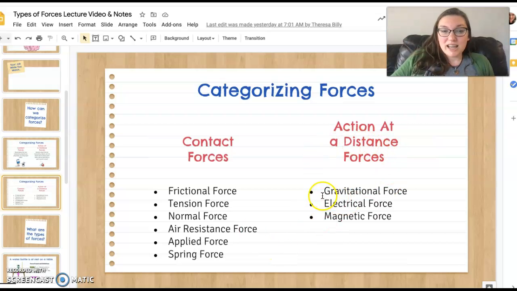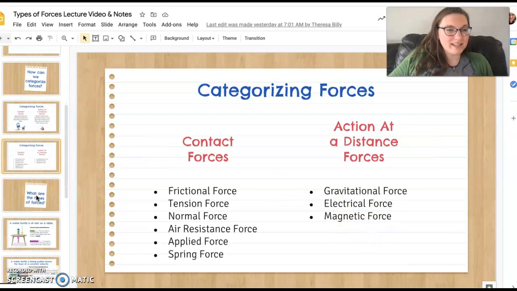So then the action at a distance forces are gravitational force, kind of the opposite of normal force. As I'm sitting here on this couch, the couch is holding me up, and that's the normal force. And then gravity is pushing me down, so I'm not floating up off the couch. Electrical force, which is what we learned about with atoms earlier this year, and magnetic force, which you already know about. Those are action at a distance forces.